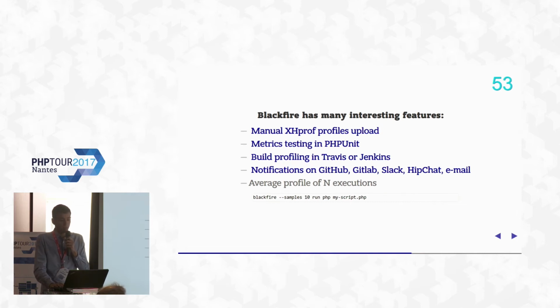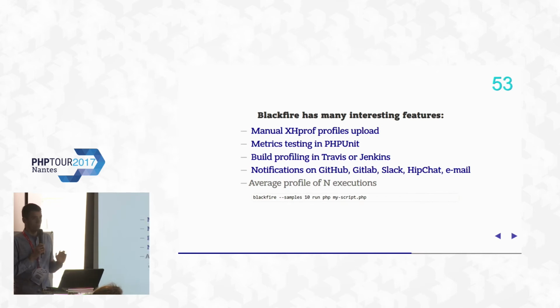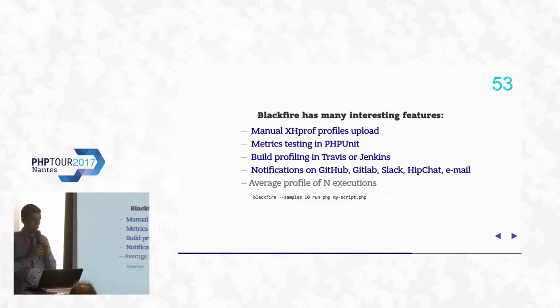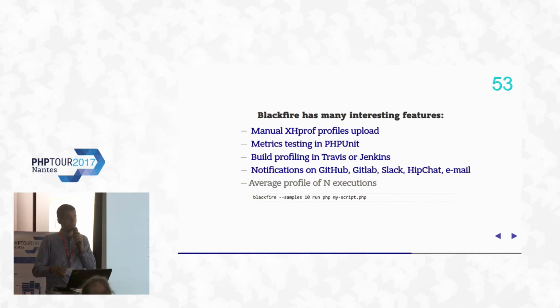Built-in profiles on Travis or Jenkins, and notifications on GitHub, GitLab, Slack, HipChat, email in case something goes wrong. And the interesting thing is the average profile of a number of executions, in case your script doesn't always work slow, but sometimes. You can run Blackfire with 10 samples on some PHP script, and it will find the average, and probably you will see that some of the runs are slow in some cases.